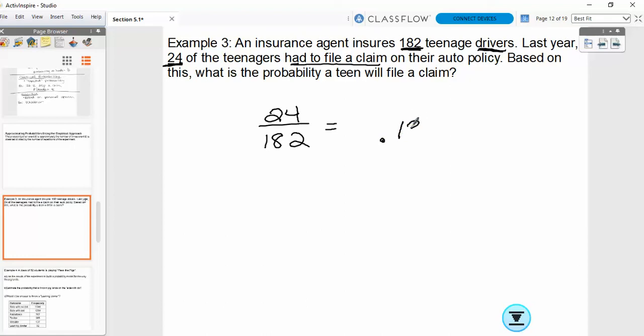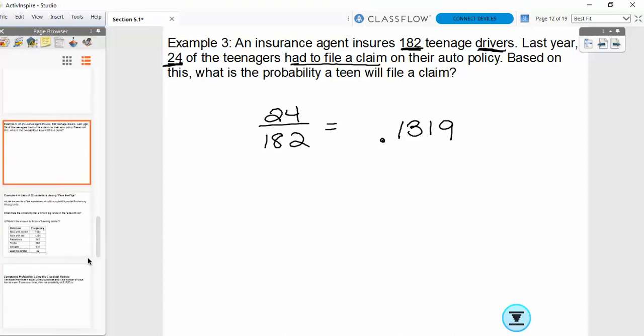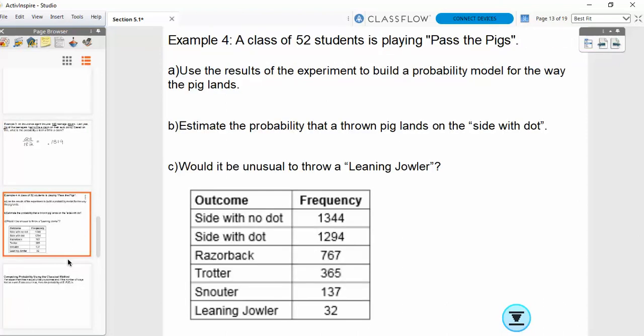You can give me a fraction in lowest form. If you do give me a decimal, I ask that you keep at least 4 decimal places on it. A lot of times these probabilities aren't going to come out pretty. So if you give me that decimal form, 4 decimal places is sufficient. So there's about a 13% chance it would file a claim. Which of the 3 types of probability is this? This is empirical. It's based off something that actually happened. All right. Is that one okay with everybody?